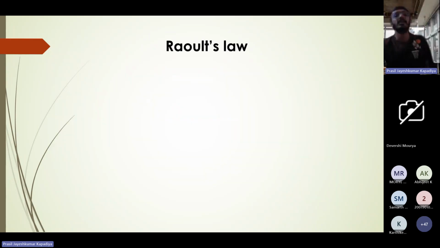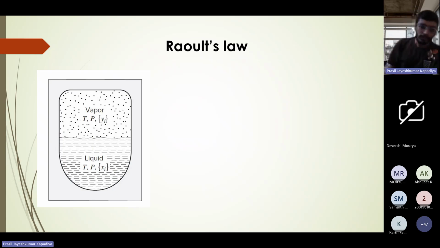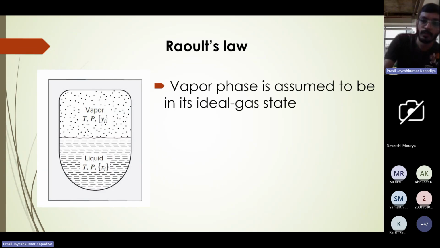Then, okay, let's start with Raoult's law. So, in a closed system, liquid and vapor with temperature T and pressure P are in equilibrium with compositions xi and yi. For Raoult's law, I am talking about ideal Raoult's law. It assumes that the vapor phase is in its ideal state. So, when can we say that the vapor phase is in ideal state?